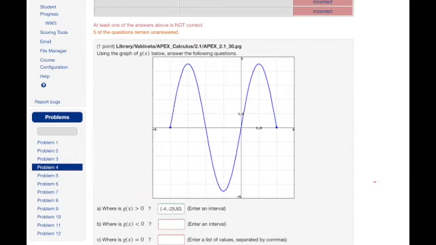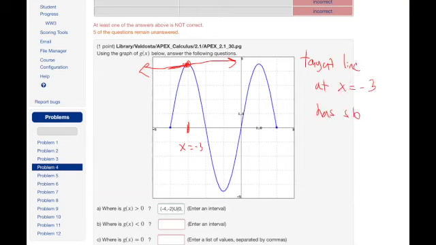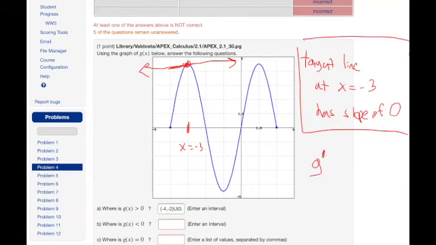So if I look at x equals -3 right here, and I draw the tangent line, that line, the tangent line at x equals -3, has a slope of 0. So g prime of -3 is equal to 0. But anywhere I look before that, the slope of the tangent line is positive.